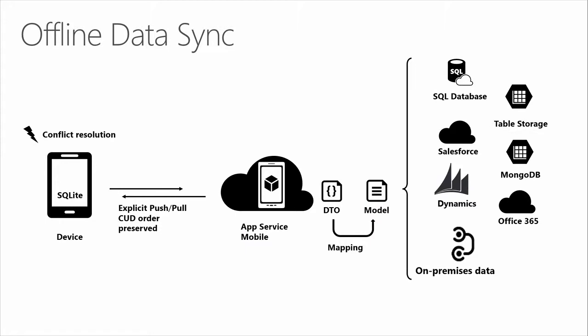The way the push works is that while the app is offline, the mobile services client SDK records all the changes that have been made. So this could be inserts, updates, deletes. And then when the sync operation happens, it plays them back in order. So the order of operations is maintained.